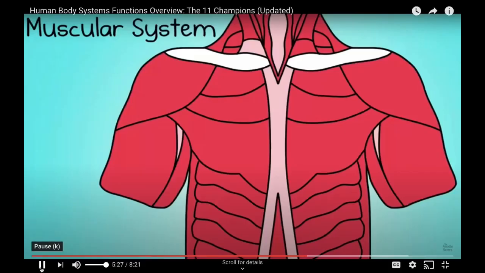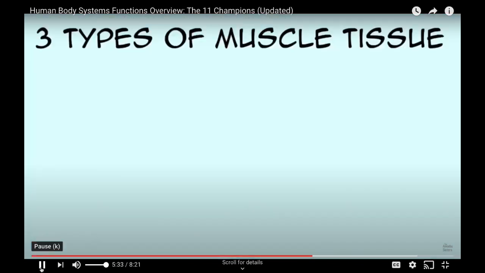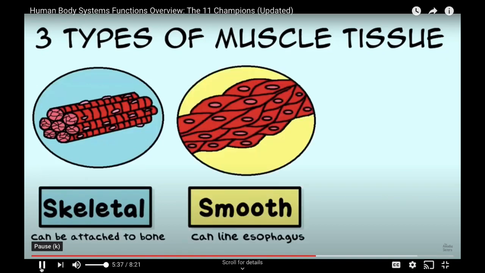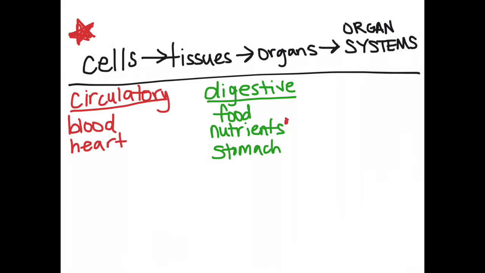Muscular system. No bones about it. Your bones can't do much without muscle to move them. You actually have three major types of muscle tissue, known as skeletal, smooth, and cardiac muscle. Our video just talked about the muscular system.